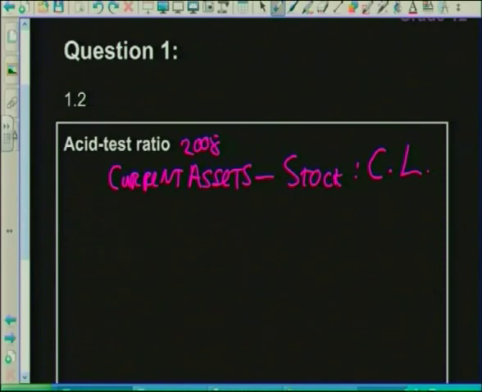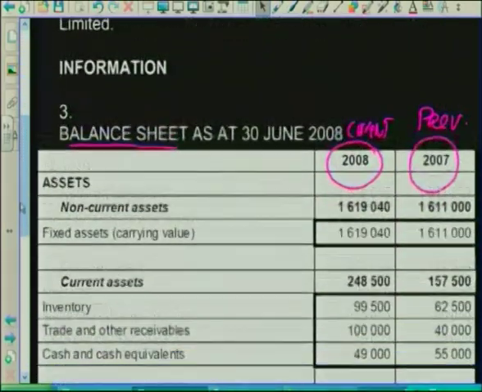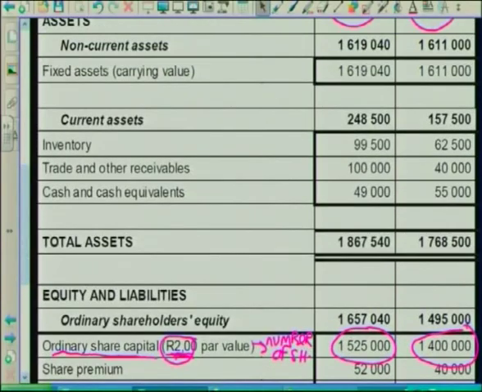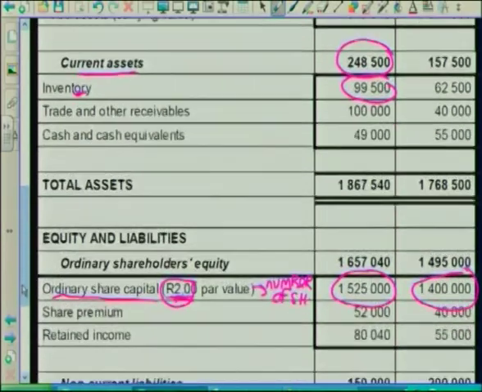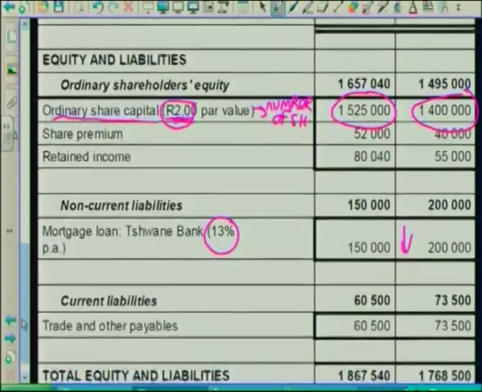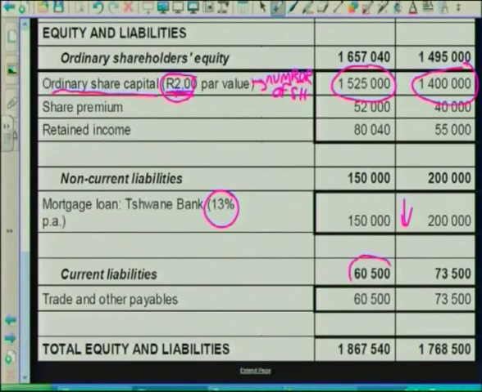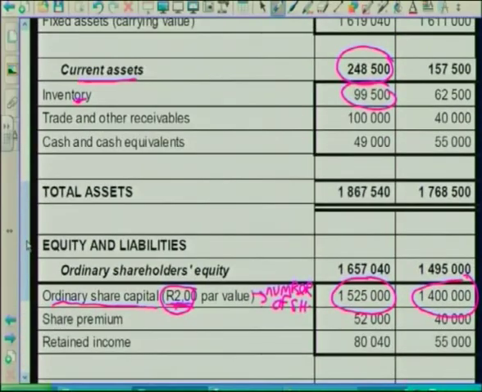Where do we get this information from? Current assets, stock, and current liabilities are found in my balance sheet. So let's now go to the balance sheet and look for our current assets. Okay, there's your balance sheet. There we go, 2008, that's our current assets. We obviously need inventory as well. So there's our inventory amount, 99,500. And thereafter, we also require our current liabilities. If we look further down, there's our current liability amount. So those three amounts are going to help us to calculate the acid test ratio for 2008.